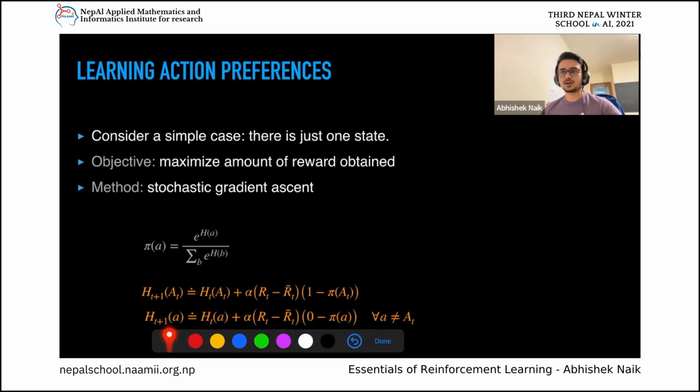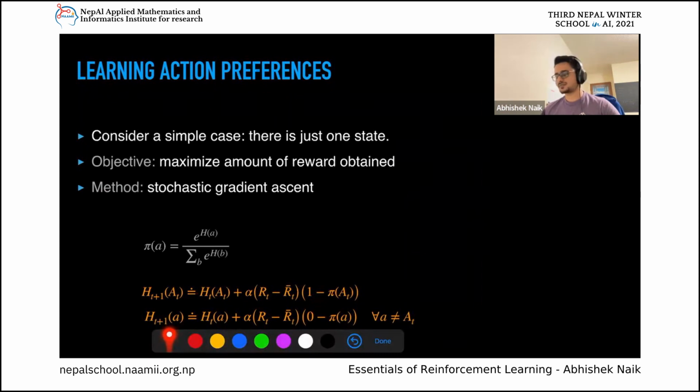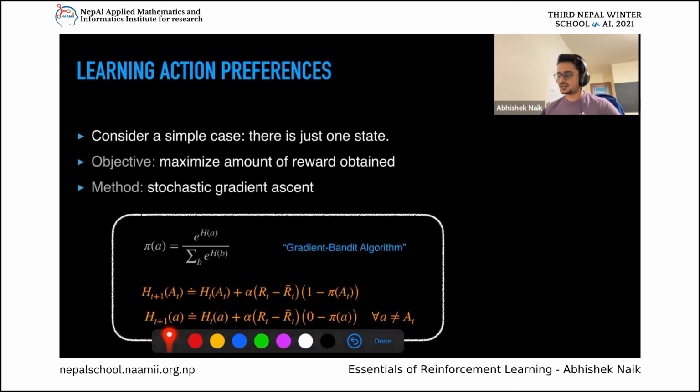And the opposite thing would happen if this reward was less than the average reward, right? You took a bad action, it resulted in a small reward worse than your average. This quantity is negative. This is always non-negative. So you will end up decreasing this quantity and increasing the preference for all other actions. Negative, negative, positive. So this rule makes a lot of intuitive sense, right? And this is called the gradient bandit algorithm.